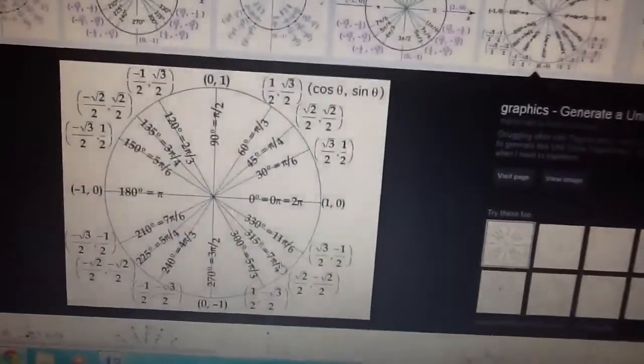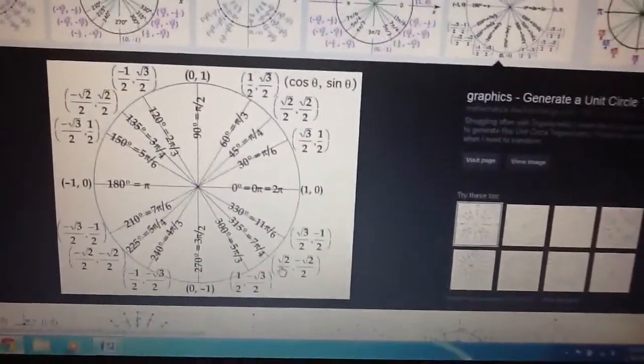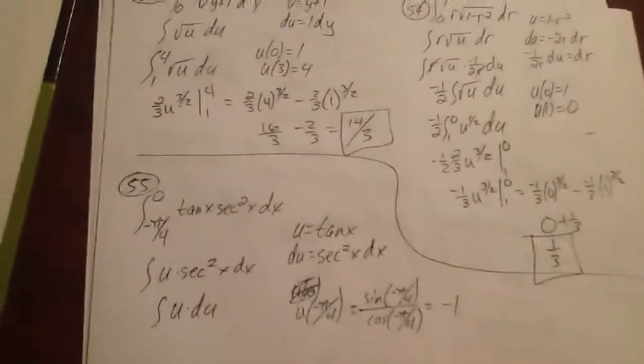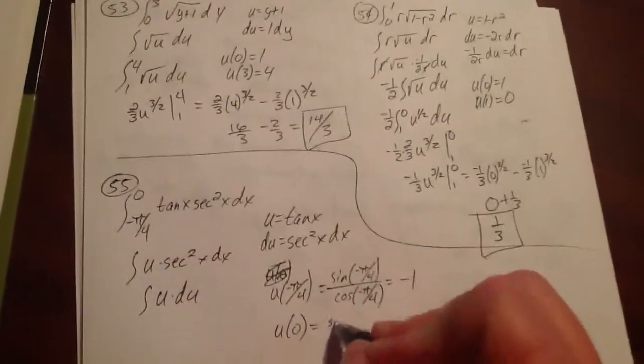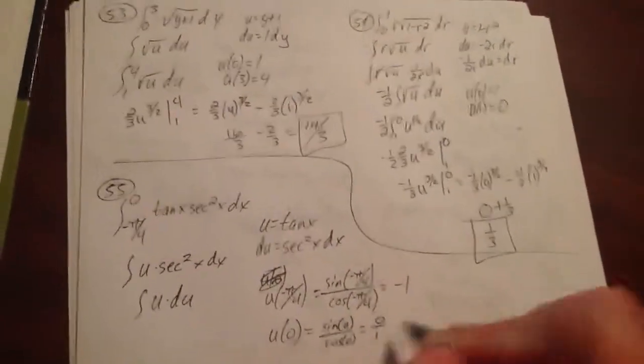See if you remember how to use these. Let's see. Oh, that's nice. There's negative pi over 4, right? So the sine is negative root 2 over 2, and the cosine is root 2 over 2. So if I divide those, I will get negative 1. U of 0 would be the sine of 0 over the cos of 0, which is 0 over 1, which is 0.